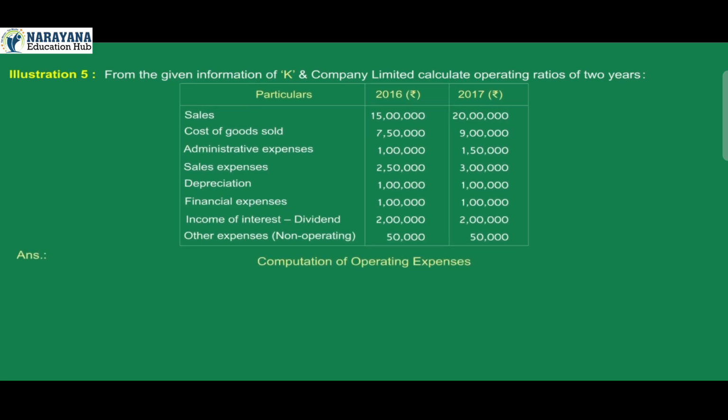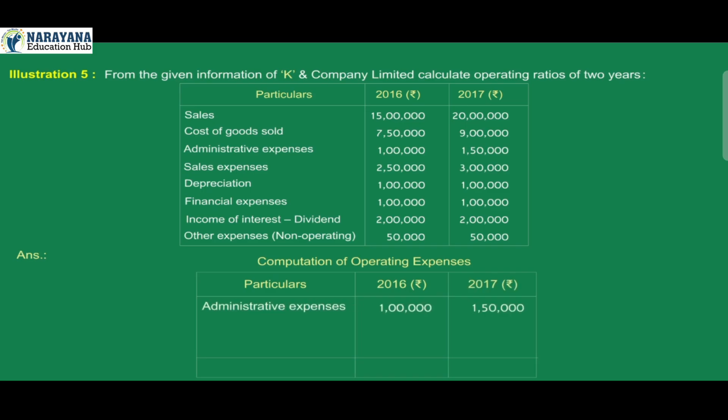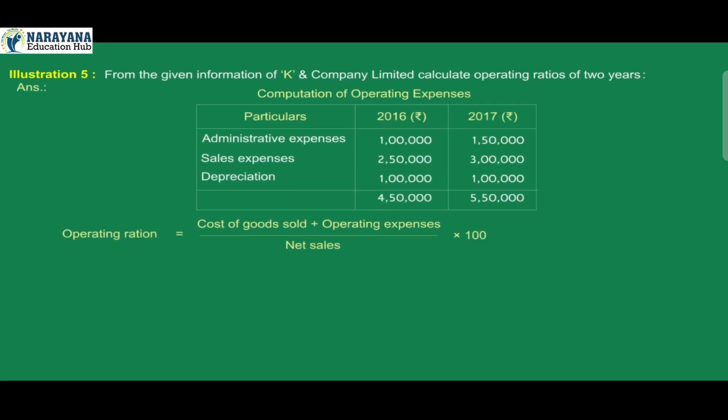Answer: computation of operating expenses. Particulars: 2016-2017. Administrative expenses 1 lakh, 1,50,000. Sales expenses 2,50,000, 3 lakh. Depreciation 1 lakh, 1 lakh. Total 4,50,000, 5,50,000. Operating ratio is equal to cost of goods sold plus operating expenses divided by net sales into 100.